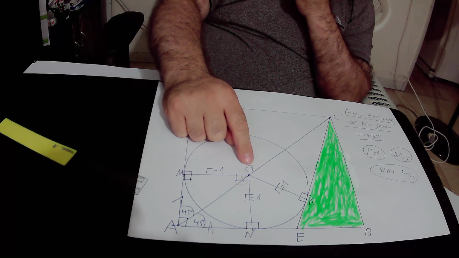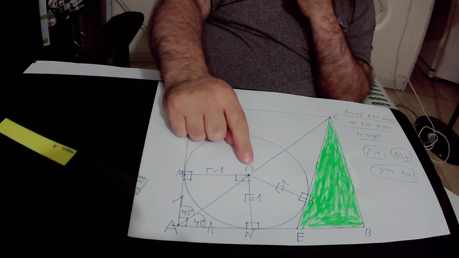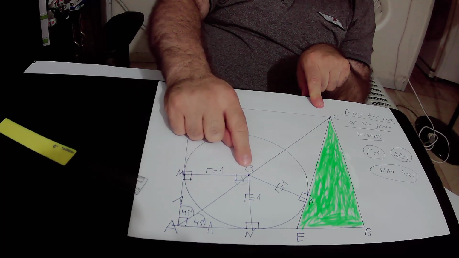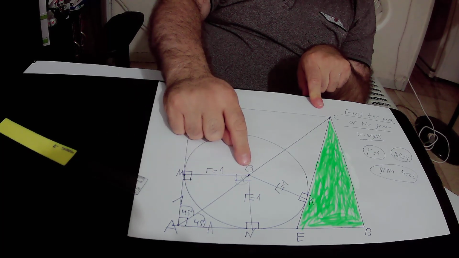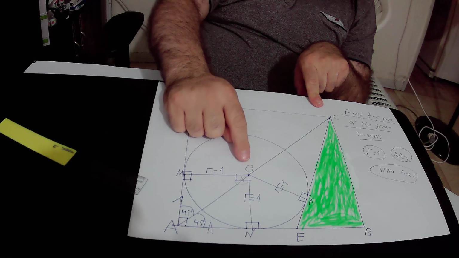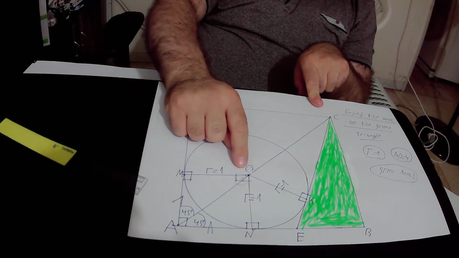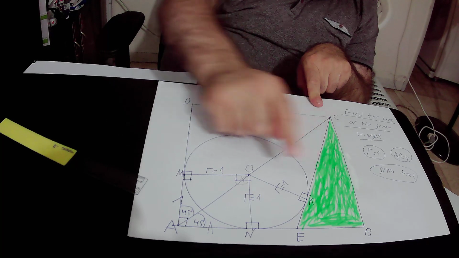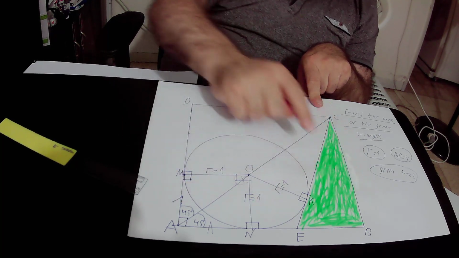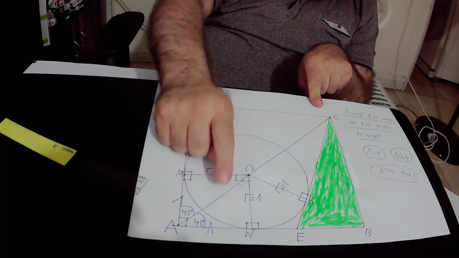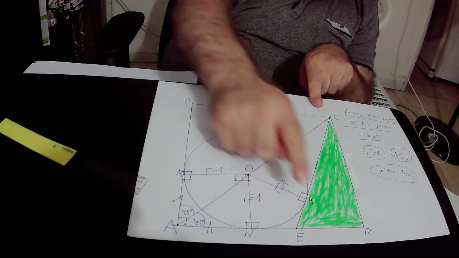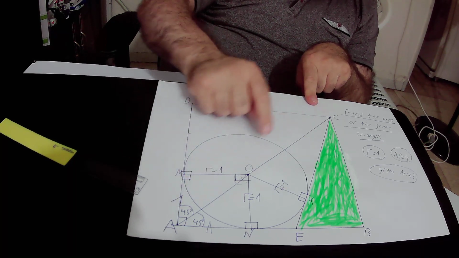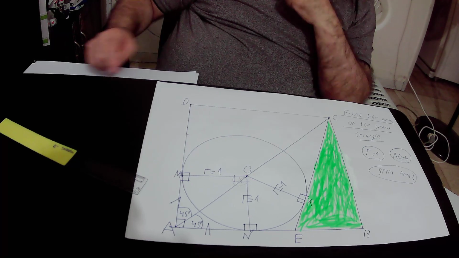Actually, it is very logical that diagonal CA passes through point O. Otherwise, if we assume that the diagonal CA doesn't pass through point O, then angle CAB will never be equal to angle OAB. But because angle CAB is equal to angle OAB, we conclude that the diagonal CA of square ABCD passes through point O.